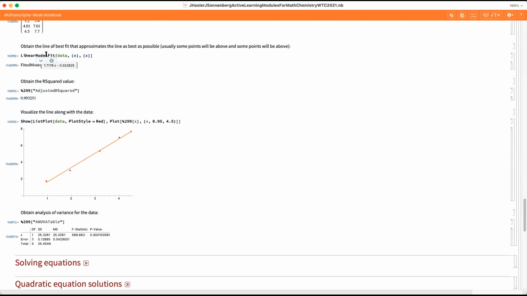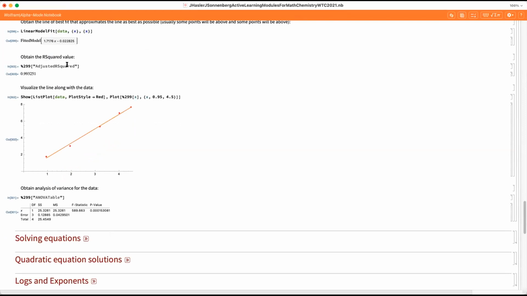Again, with various data fitting functions, some of your points will be above the line, some can be below the line, and in general, you'll have both. So we find that when we apply a linear model fit, we get the equation 1.7176 times x minus 0.022825.